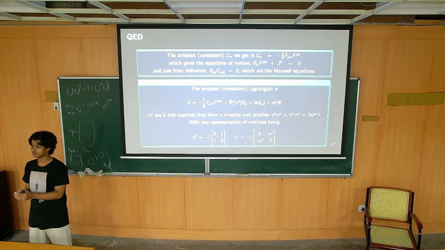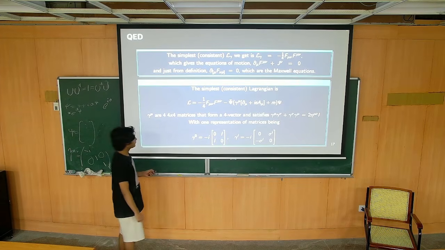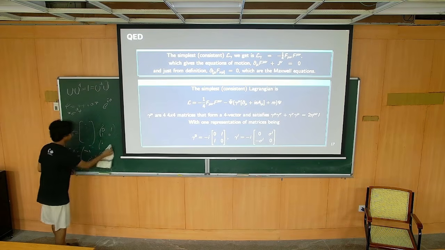You haven't heard of the Pauli matrices? I've heard of them, but what are they for? Yeah, there are some matrices, specific 2 by 2 matrices. Matrices like this one, and one is like this, something like that. I also don't remember.